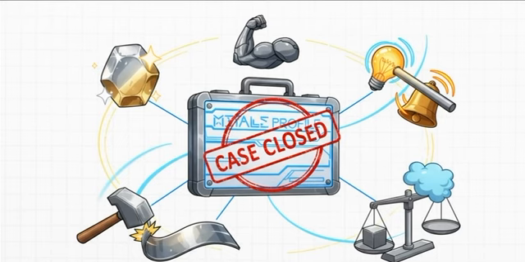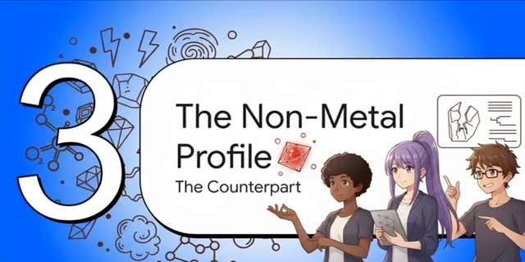So let's recap the metal profile. They're shiny, they can be bent and shaped without breaking, they're great conductors of heat and electricity, and they're usually pretty strong and dense. Oh, and they often make a nice ringing sound when you strike them. We call that being sonorous. Case closed on metals.